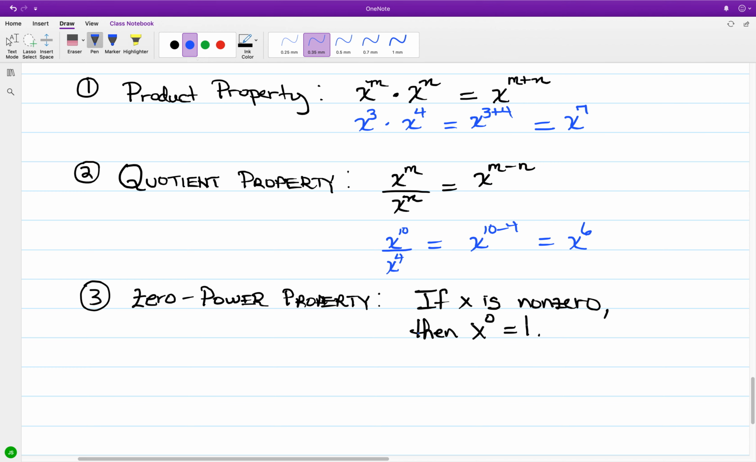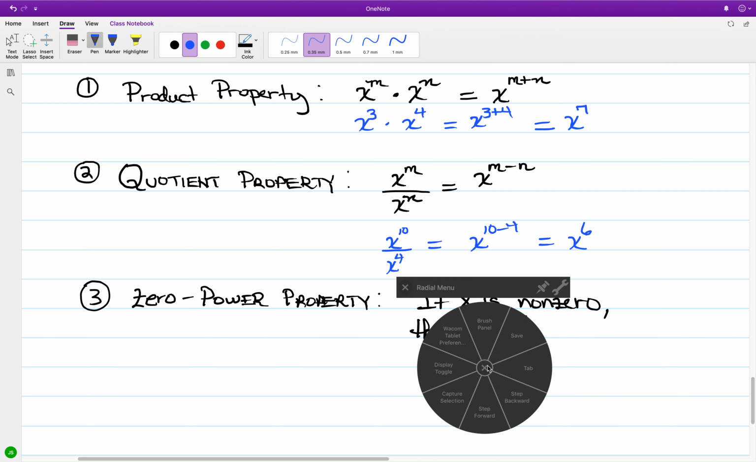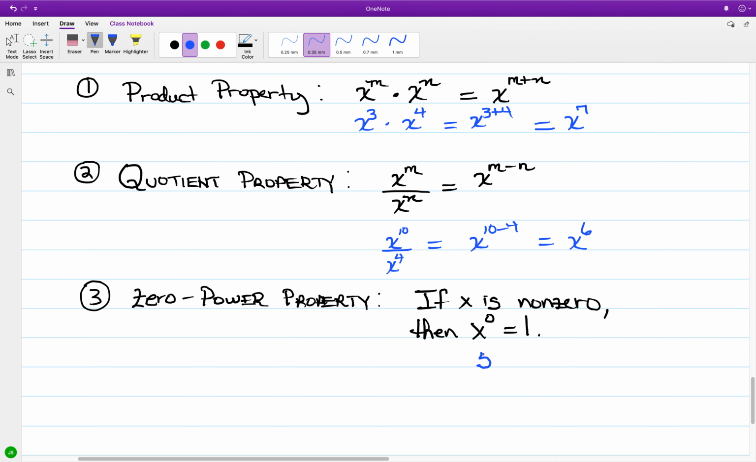And just some cases here, like if I have an exponential base, say the number 5, 5 to the 0 is equal to 1. And even if you have a negative value, such as negative 22, negative 22 to the 0 is equal to 1. And even if you have a fraction such as 1/4, 1/4 to the 0 is also equal to 1.